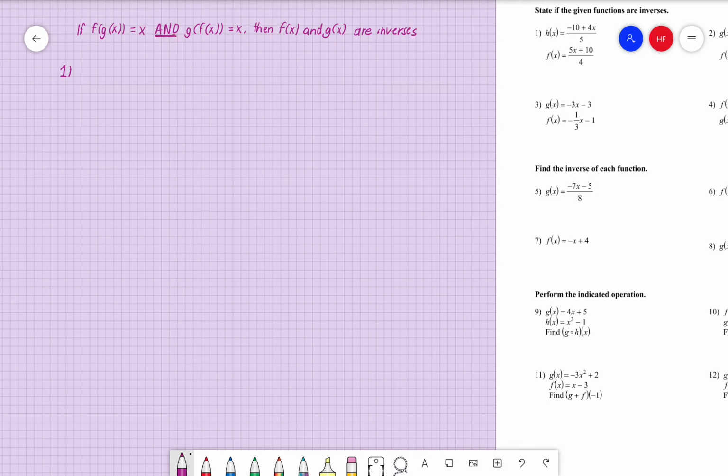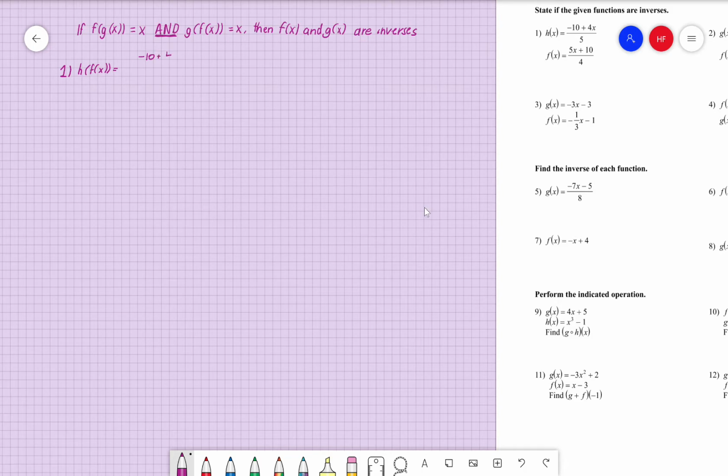So number 1, we have an h of x, which is fine, and an f of x. So we're going to take h of f of x first. So I'm going to take that first function and plug in the second function. Of course on these problems we're going to give you something a little bit harder than what you're going to see on the test. That way you can extend your mind, and then when you're on the test you think, wow, this was really easy.